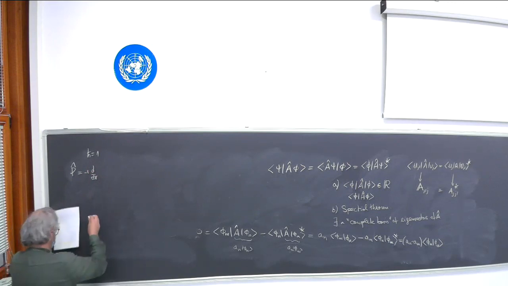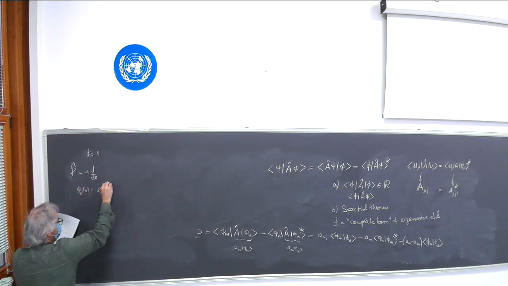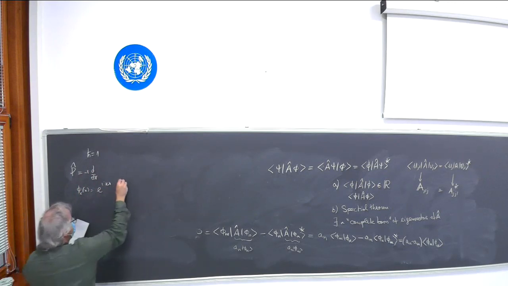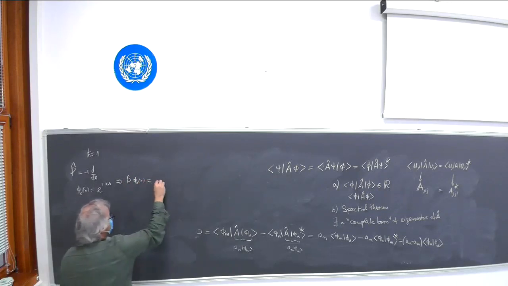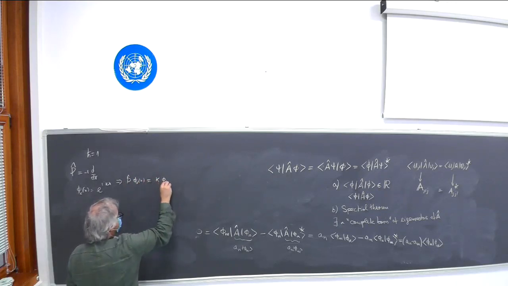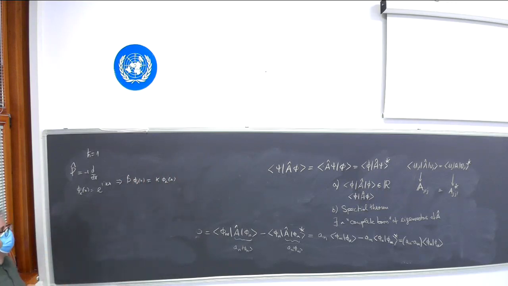You say yes, of course. I know that if I take pk of x equal to the plane wave, then P pk of x is equal to k times pk of x. I put the h bar to one, this is what k is. Look, this is an eigenvector, right?